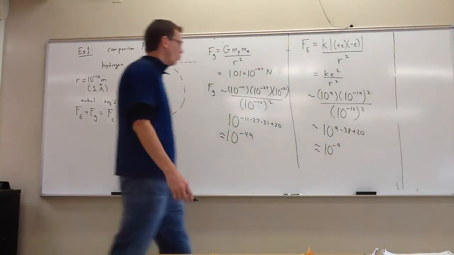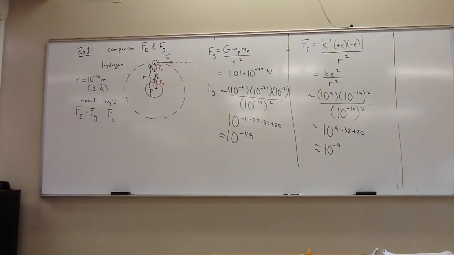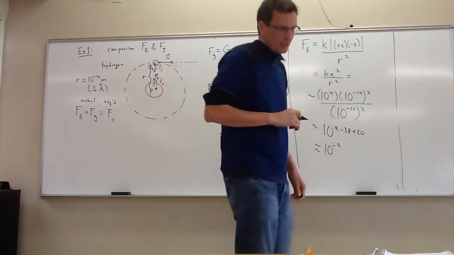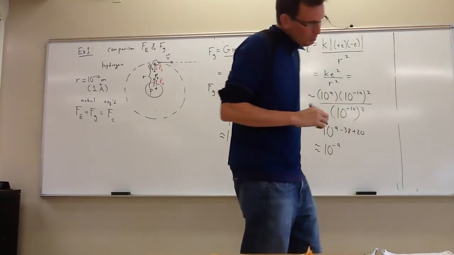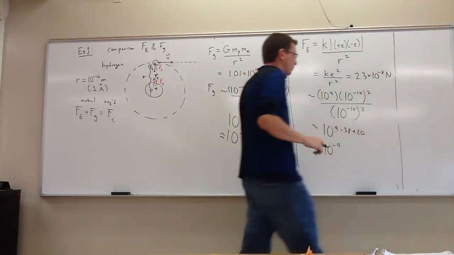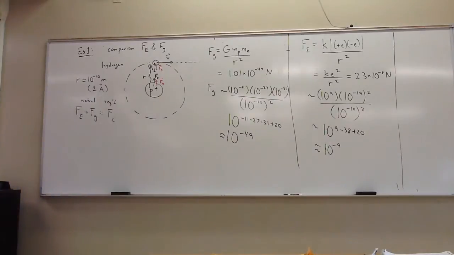So, way different than what we got before, right? It's clear already, just from a very coarse estimate, that the electrical force is way, way bigger. In fact, the exact number is 2.3 times 10 to the minus 8. It's just a little bit bigger because, of course, of these other numerical factors. It's 10 to the minus 8, which is 10 times bigger than our rough estimate. Okay?